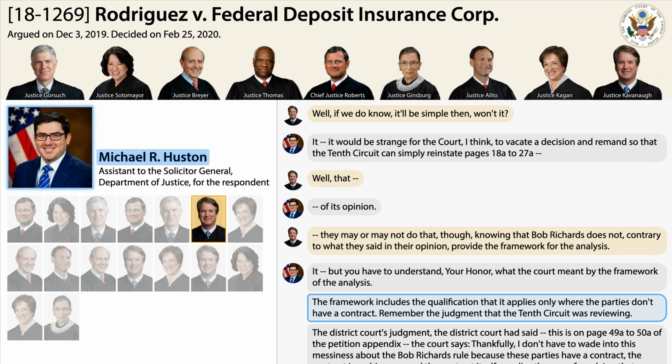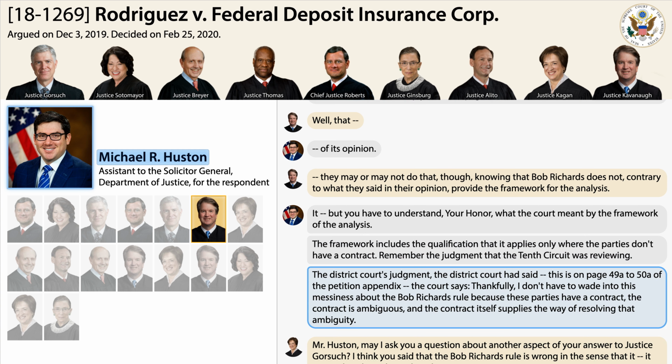Remember the judgment that the Tenth Circuit was reviewing, the district court's judgment. The district court had said, this is on page 49A to 50A of the petition appendix, the court says, thankfully, I don't have to wade into this messiness about the Bob Richards rule because these parties have a contract, the contract is ambiguous, and the contract itself supplies the way of resolving that ambiguity.